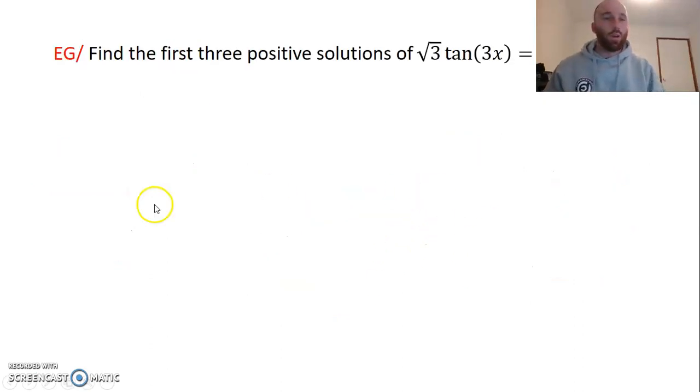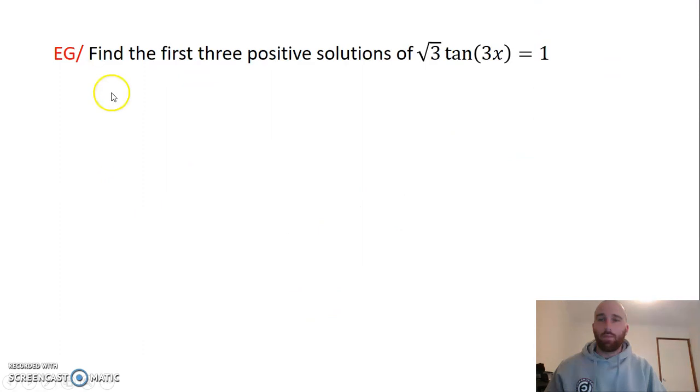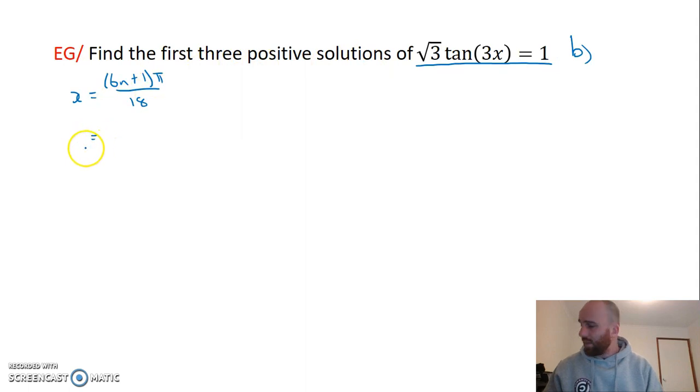So this next one, I'm going to swing my head right down to the bottom now. It says find the first 3 positive solutions for square root 3 tan 3x equals 1. So this is actually part B in the previous slide. That was our tan function that we used before. So our general solution for that one was x is equal to (6n plus 1) pi all divided by 18. That was the formula that we generated with this function. So what we're going to do is find our first 3 positive solutions.